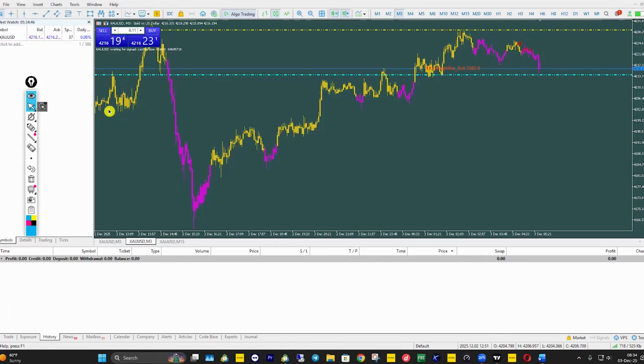Now, with this system, it's very easy to know, because all we do here is we have learned the character of gold and programmed the system with very, very reliable areas.